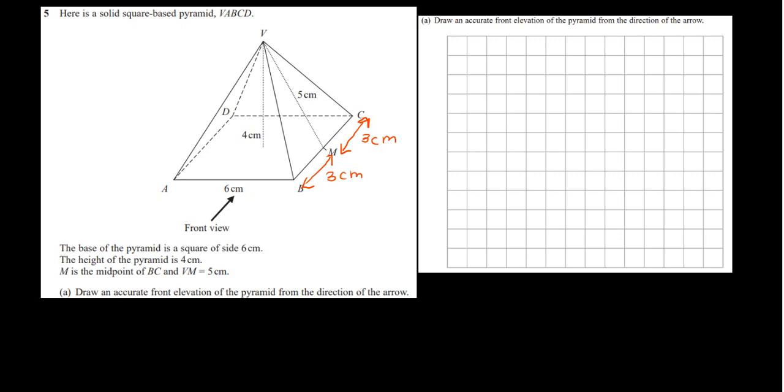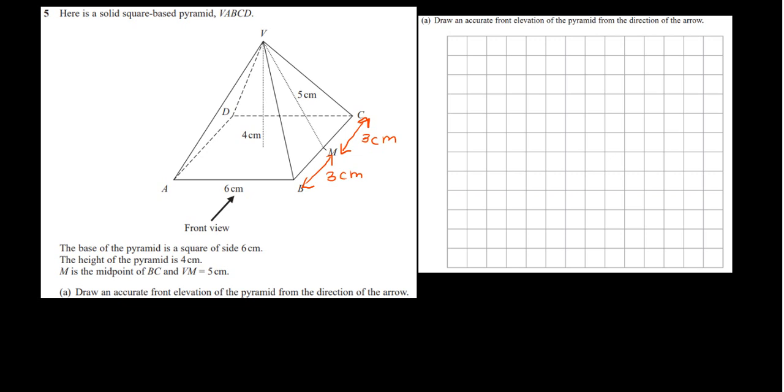So the base of the pyramid is a square of side 6 centimeters. The height of the pyramid was 4 centimeters, and M is the midpoint of BC. That's why I've got the 3 centimeters over there. And VM is 5 centimeters. Draw an accurate front elevation of the pyramid from the direction of the arrow. So on the right hand side, I have the centimeter square grid from the question. So this is what my front elevation will look like.